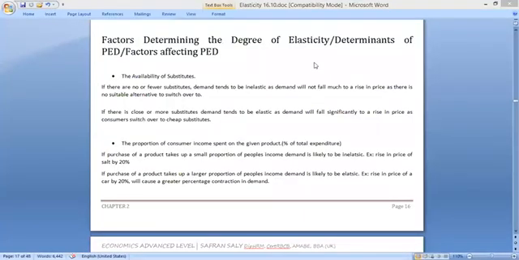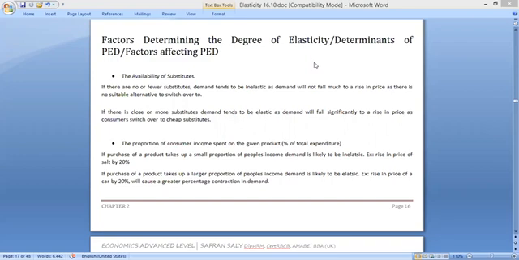Hi, we're going to be talking today about what the factors are that will determine the elasticity for a product. Or, in other words, what are the factors affecting price elasticity of demand? There are questions in past papers asking you what are the factors affecting price elasticity of demand, or what factors will determine the degree of elasticity.